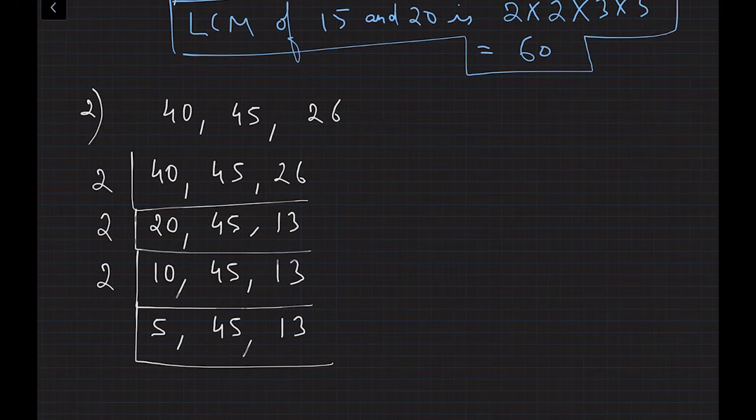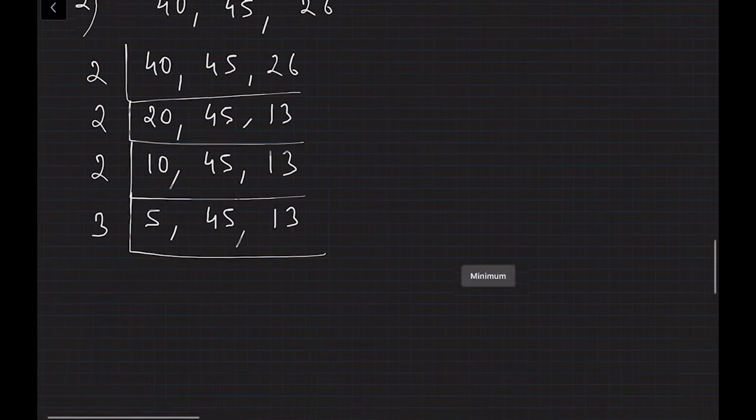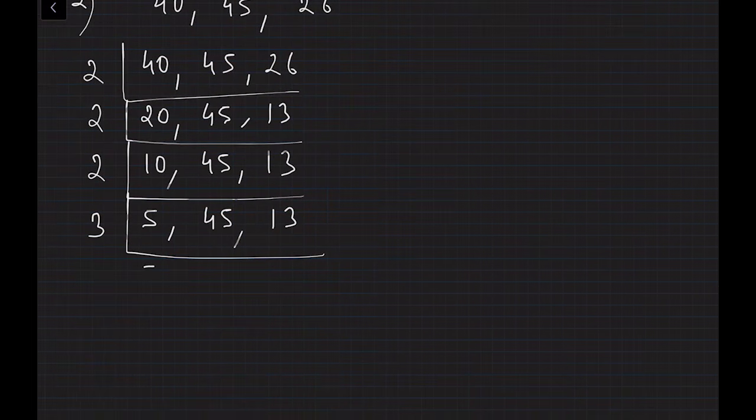The next prime number is 3. 3 divides 45, that is 3 15s are 45. Therefore, 3 divides at least one of these three numbers. So, we can start with the prime number 3. 3 doesn't divide 5, therefore 5 is written as it is. 3 divides 45, that is 3 15s are 45. 3 doesn't divide 13, therefore 13 is written as it is.